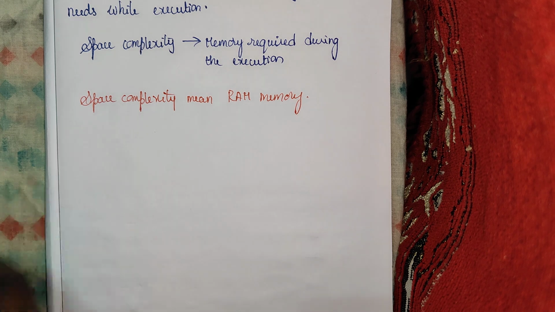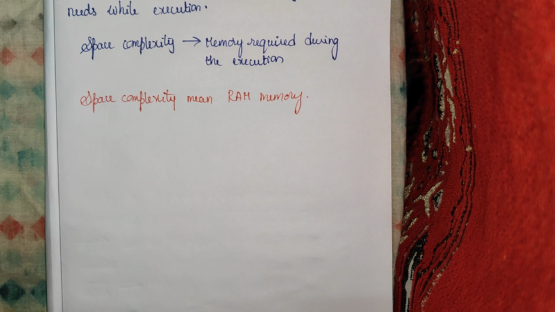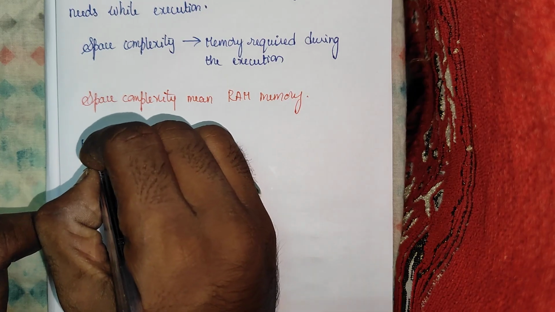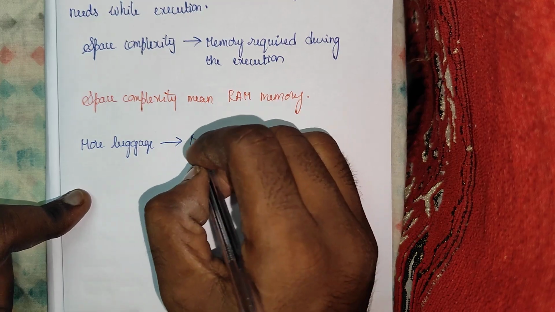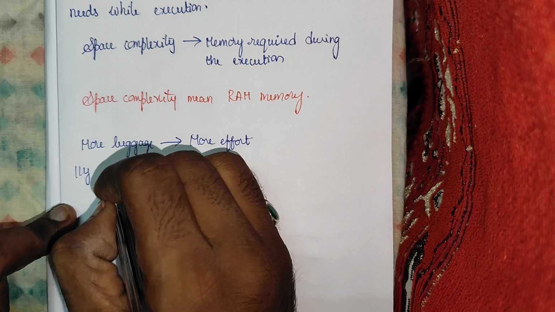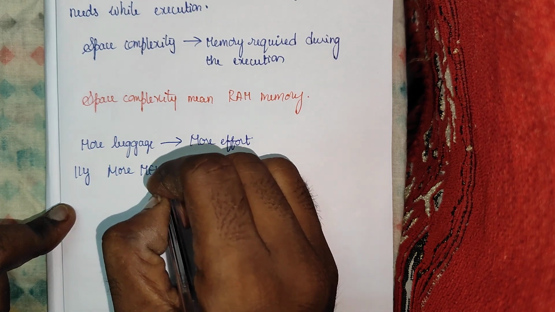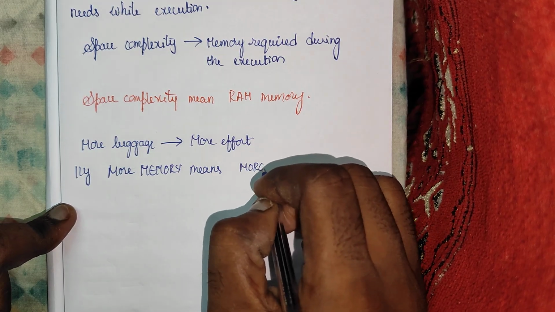For example, a real life example: you are traveling. While you are traveling, you carry one small bag. Easy. Now imagine you carry 8 heavy bags. Walking becomes difficult. So more luggage means more effort. Similarly, more memory means more resources. This is important.